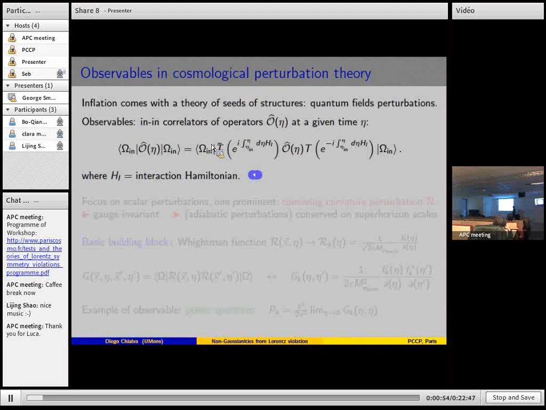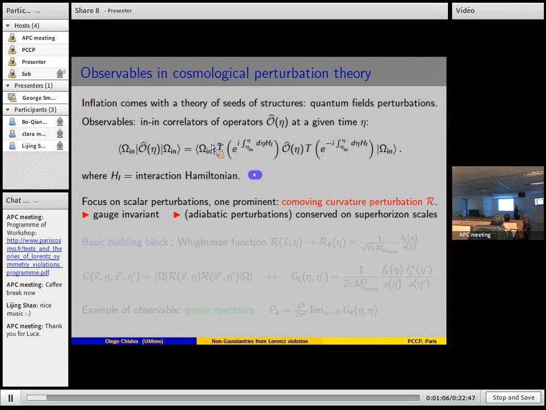The formalism consists in evolving this initial state from its defining state up to the time the correlator is evaluated, and then evolving it back. This is the so-called in-in formalism. I will focus on scalar perturbations, and in particular on models where there is one prominent scalar perturbation, the comoving curvature perturbation, which is gauge invariant and conserved on superhorizon scales. This, of course, occurs only if all the perturbations are adiabatic, for example, in single-field models of inflation.